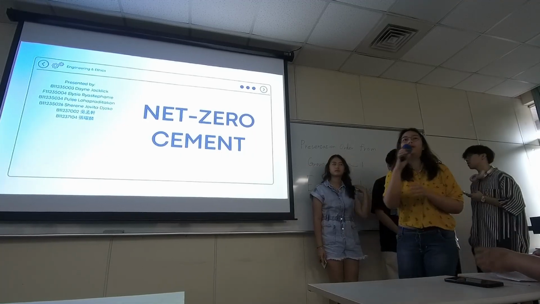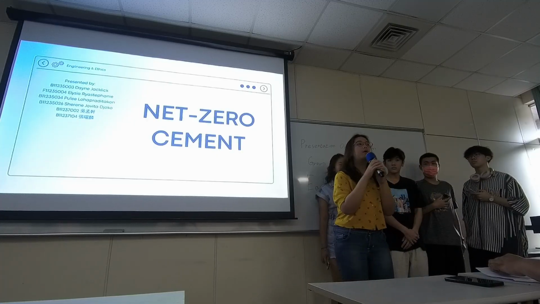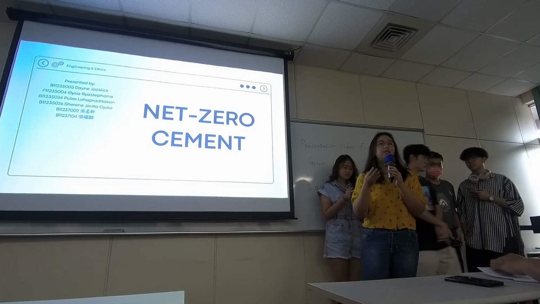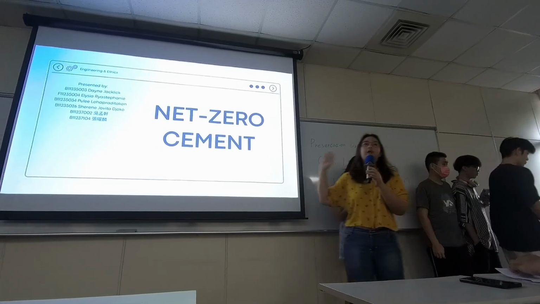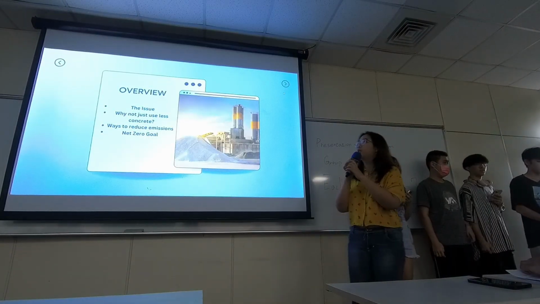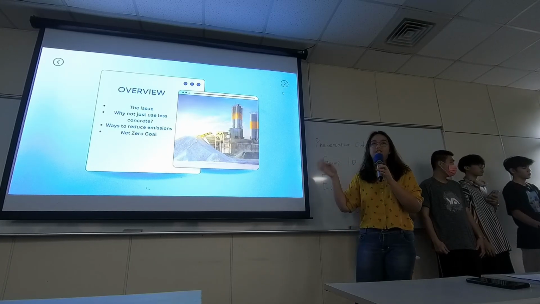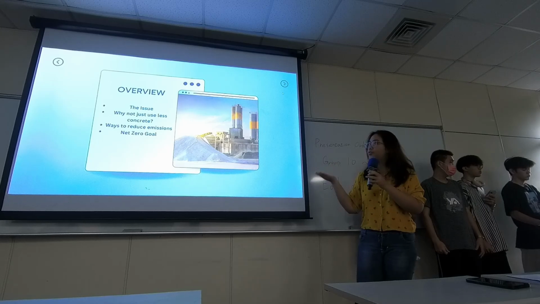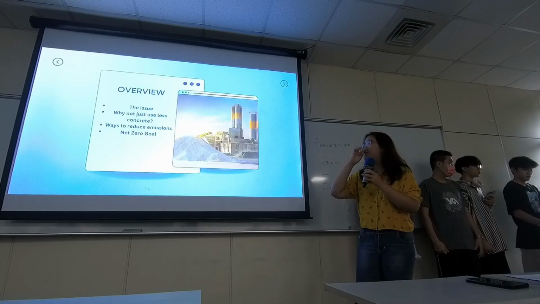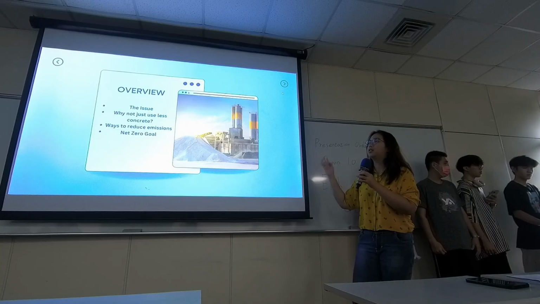Okay, good afternoon everyone. We're from Group 8, and since we were focusing on the SDG goal of sustainable housing in communities, we decided to bring up the topic of net zero cement. What we're going to talk about is the issue of cement, and why, if it's problematic, we don't just use less concrete. After that, we will talk about how to reduce the emissions from cement, and the goal of reducing cement emissions.